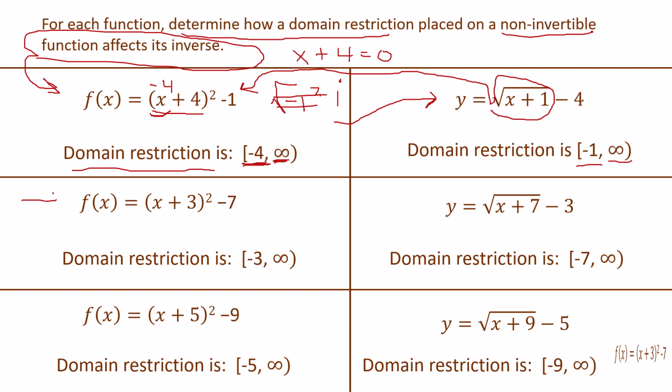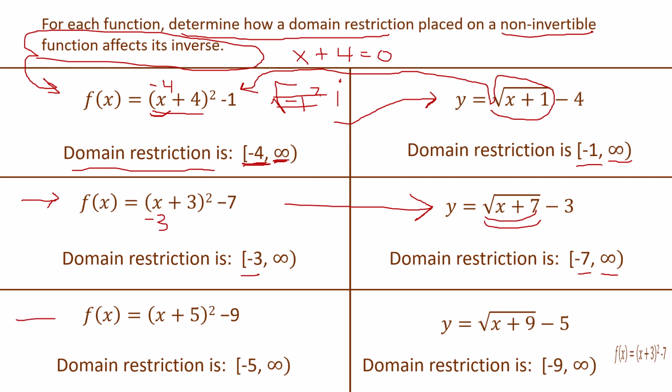So we have another function here. In the original function, the domain restriction is from negative 3 to infinity. When we write the inverse, the domain restriction here is from negative 7 to infinity. And if you're graphing these, you can see, and you should be taking the time to work through all the practice, you should be able to start seeing this and putting it together with your notes.